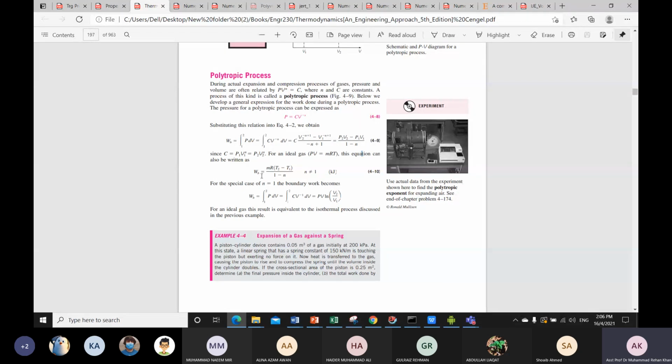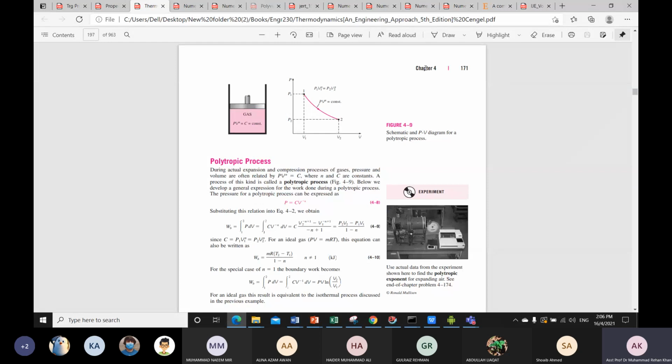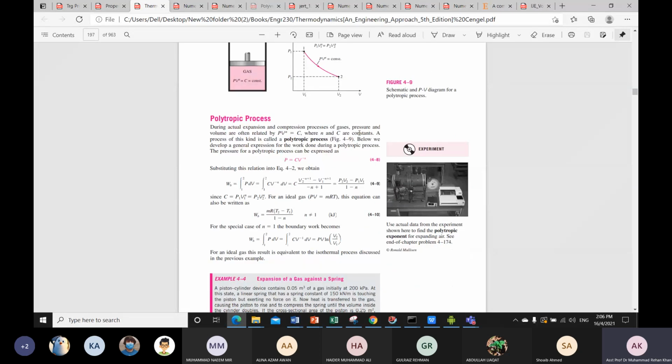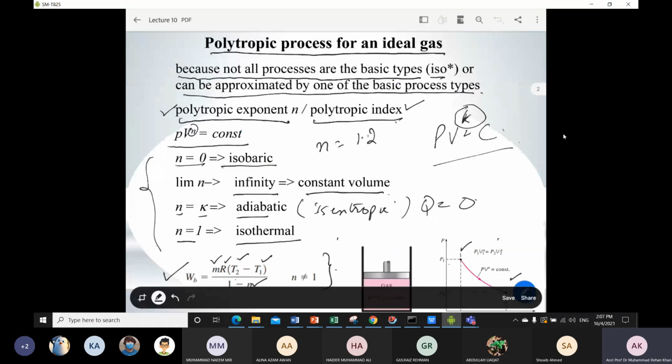Okay, because if n is 1, then the denominator will turn into 0, and then your equation will be something else. For the special case n equal to 1, it turns out to be this one. So this derivation you have to do by yourself, so you have to revise it, chapter number 4, page 171. So we will use these relations directly to solve some problems related to the polytropic process. Okay, so now coming towards the slides again.